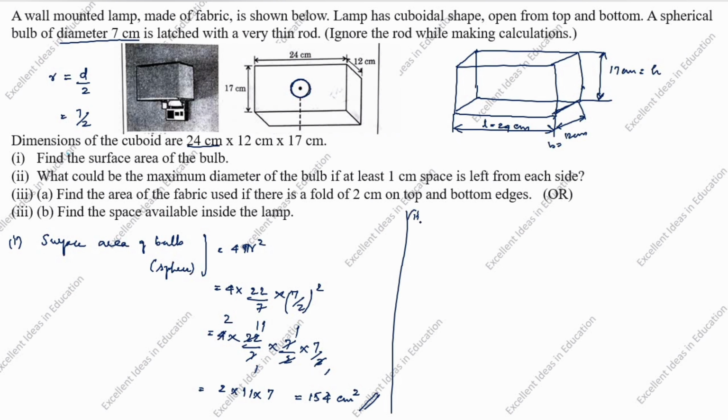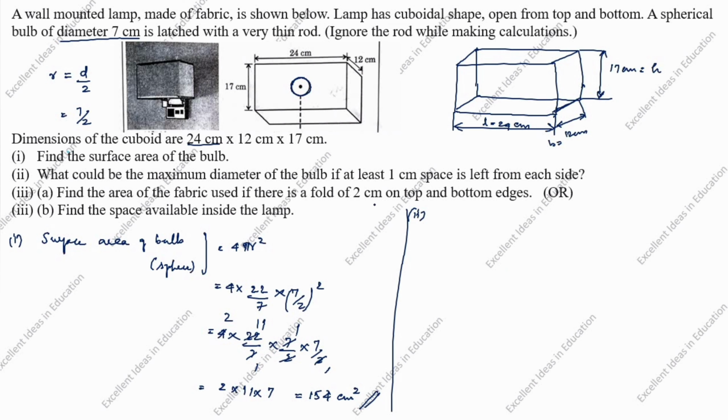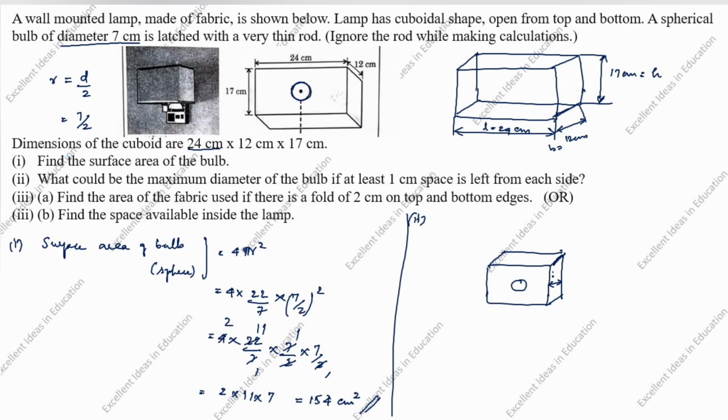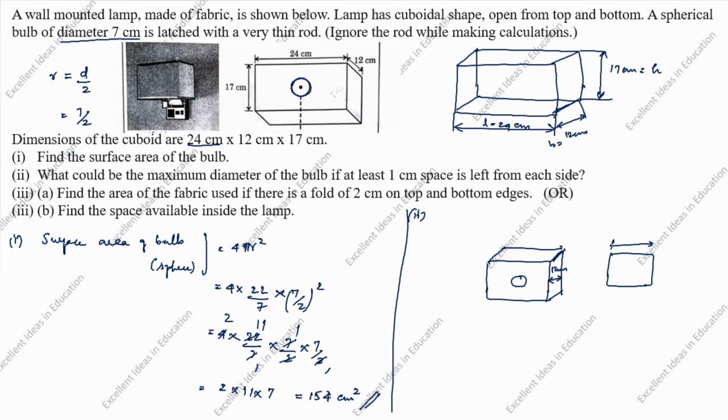Second question. What could be the maximum diameter of the bulb if at least 1 centimeter space is left from each side? So here is the bulb, center. You see? So this breadth is given as 12 centimeter. So left from each side is, I will draw the drawing here. So imagine this whole thing is 12 centimeter.